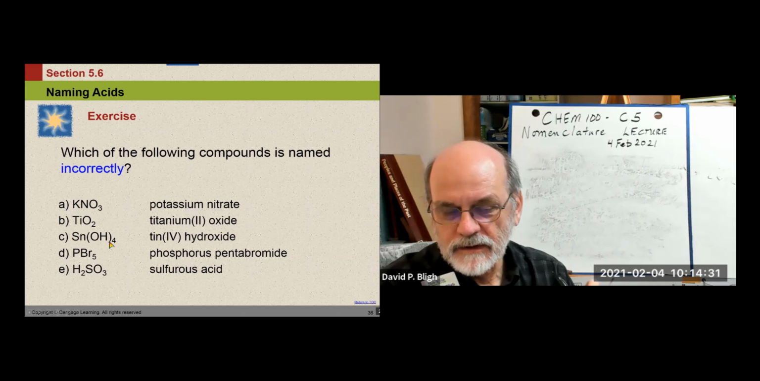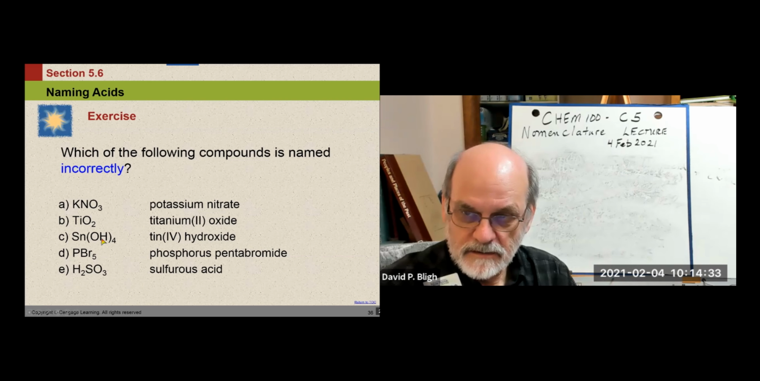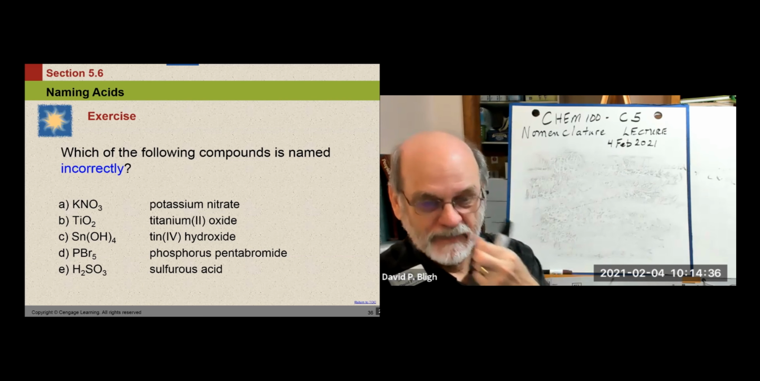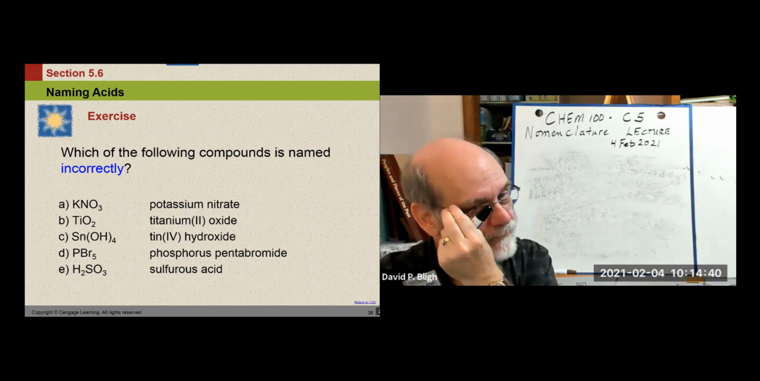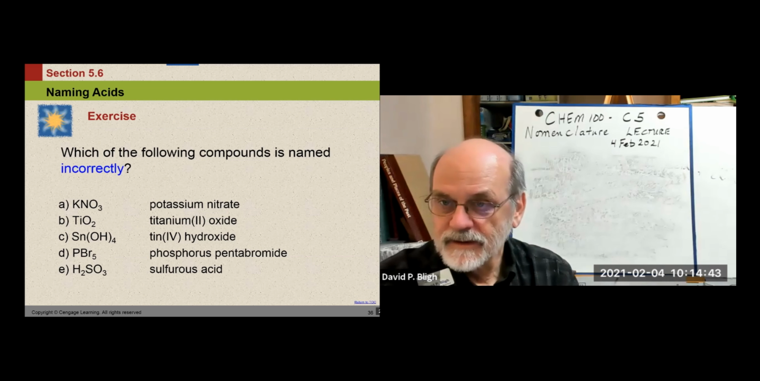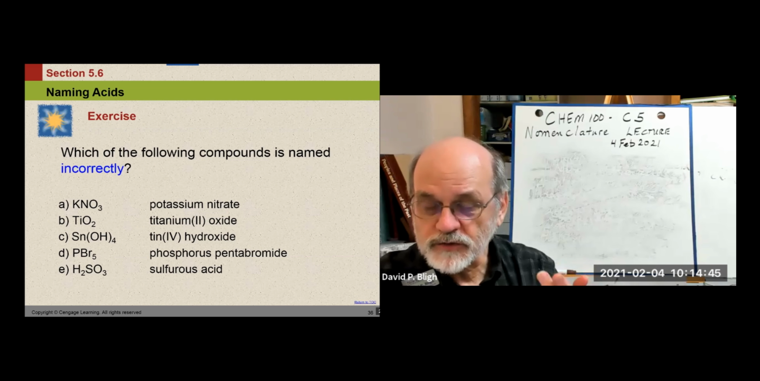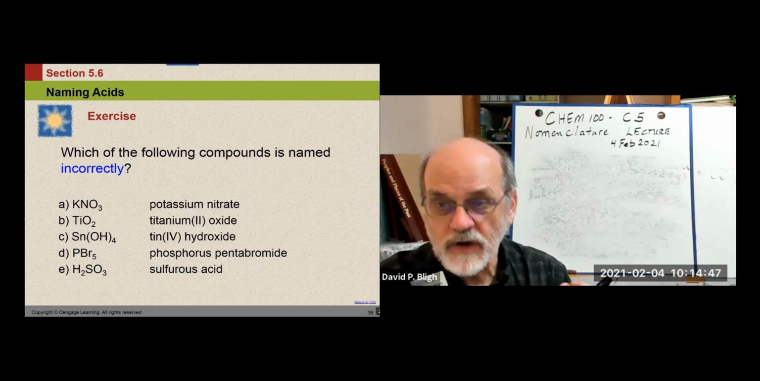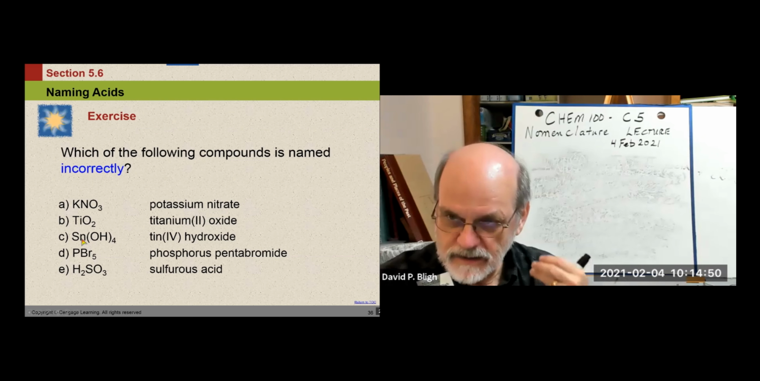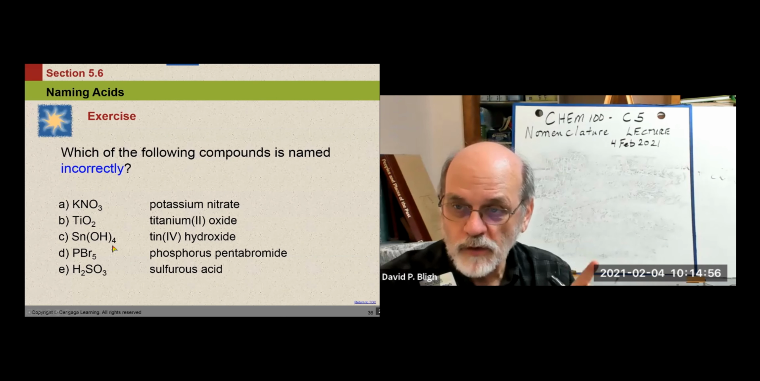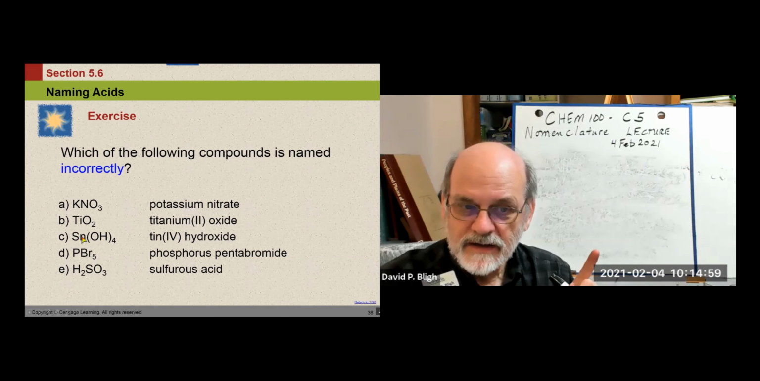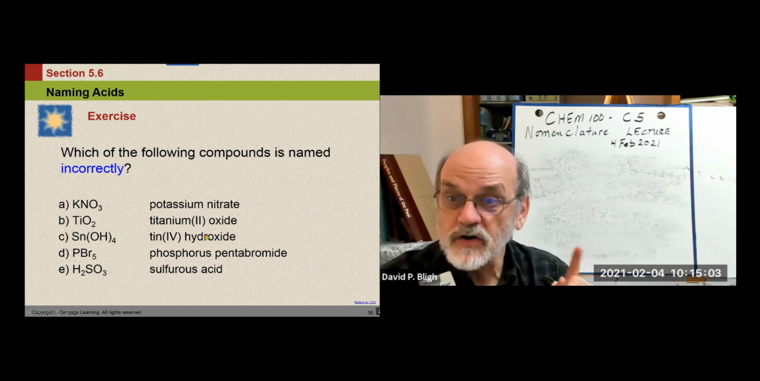SnO4, Sn(OH)4 with parentheses, right? We need the parentheses because OH is a polyatomic ion. And Sn is not group 1, group 2, or group 3, so it has to be a type 2 compound. So Sn could have a variable charge. So what is it? OH hydroxide is a 1- charge, taken 4 times is 4-. The Sn should be a 4+. Tin(IV) hydroxide is correct.